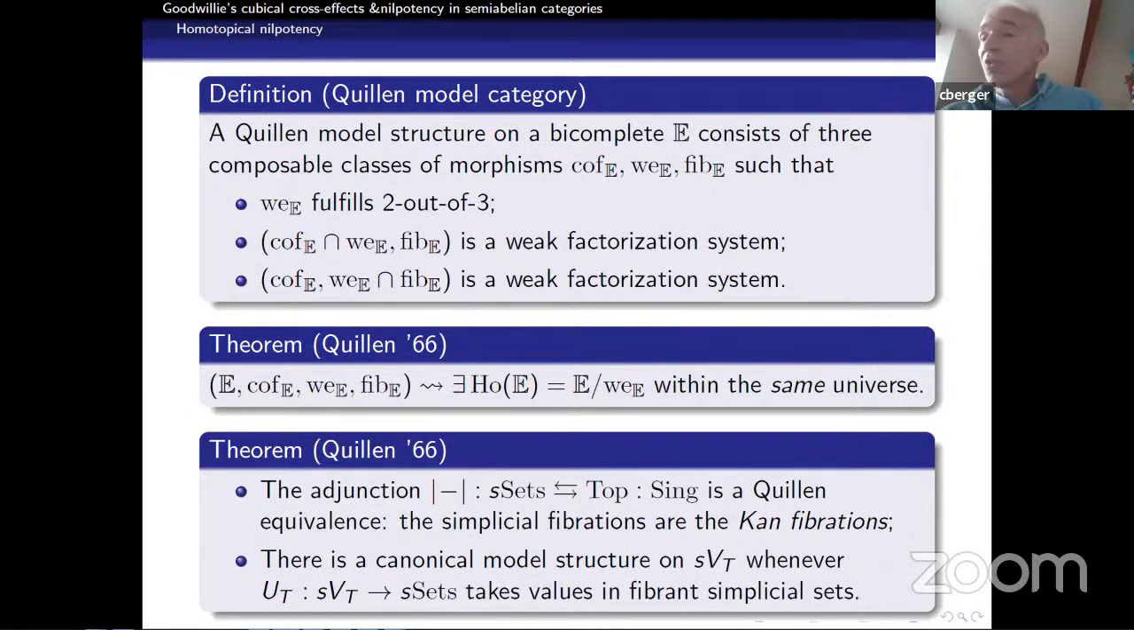So when you have a variety of algebraic objects, you look at the simplicial objects which carry this algebraic structure. And then you can, of course, forget the algebraic structure, and then you get a simplicial set. And Quillen shows that if it happens that this forgetful functor takes values in fibrant simplicial sets, so simplicial sets such that the map to the terminal simplicial set is a fibration, then you can construct a canonical model structure on these simplicial objects of your algebraic variety.